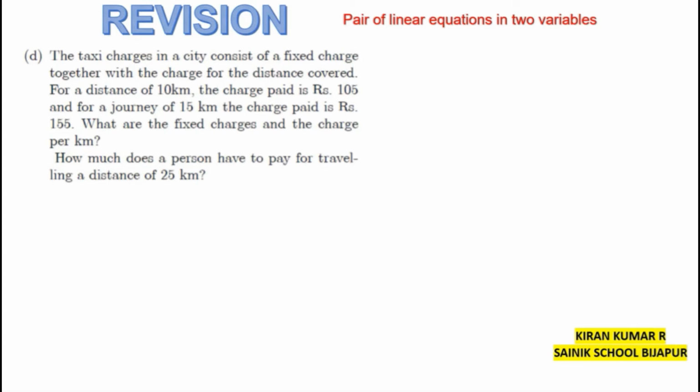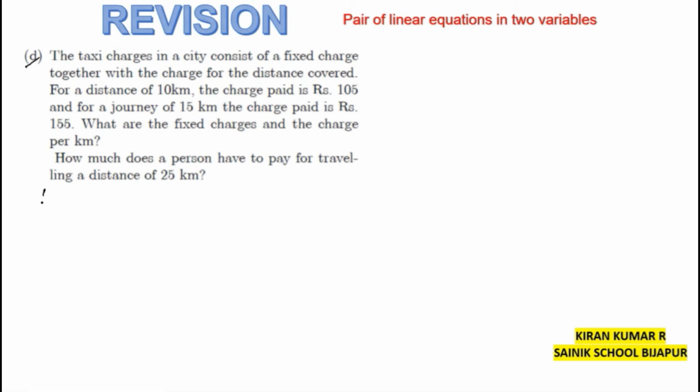Now question D. Most of the time this type of question is there in the examination. The taxi charges in a city consist of a fixed charge together with the charge for the distance covered. For a distance of 10 km, the charge paid is rupees 105, and for a journey of 15 km, the charge paid is rupees 155. What are the fixed charges and the charge per kilometer? How much does a person have to pay for traveling a distance of 25 km?